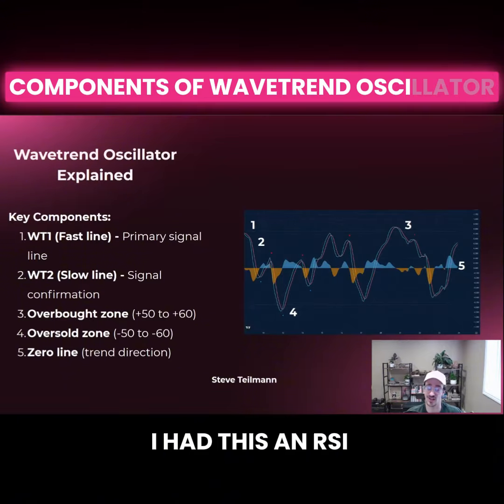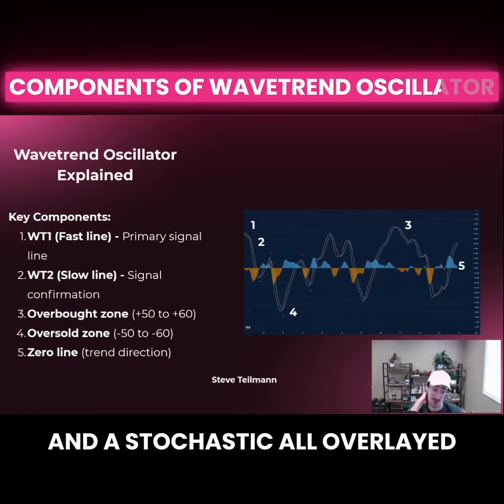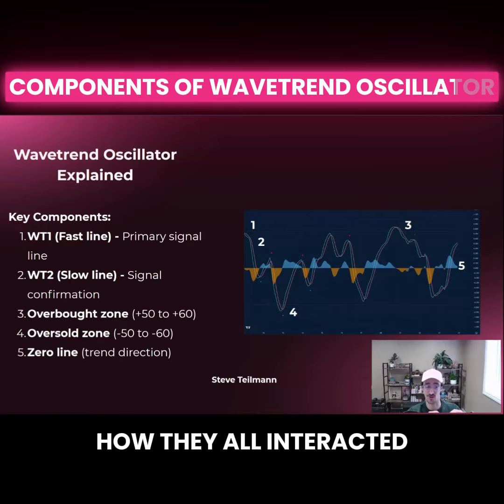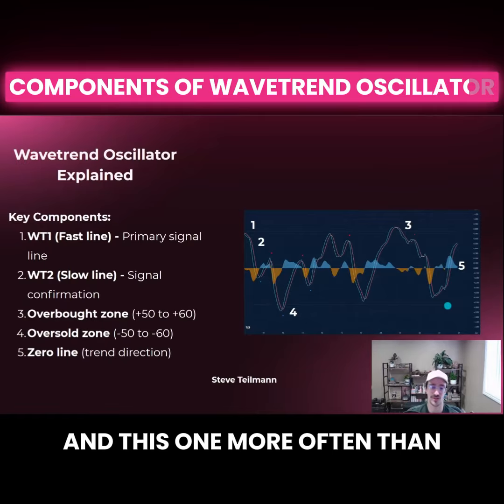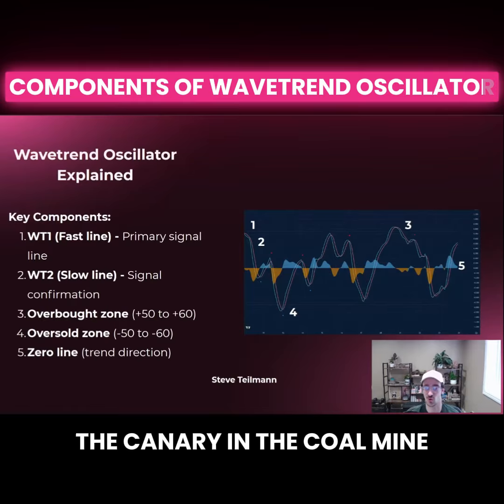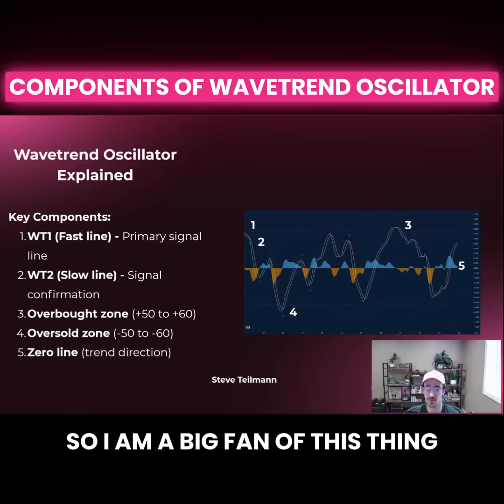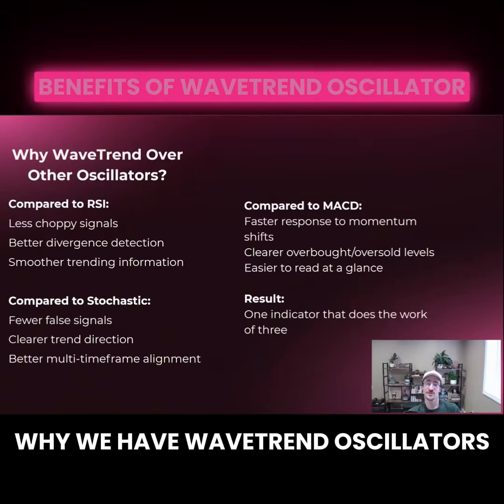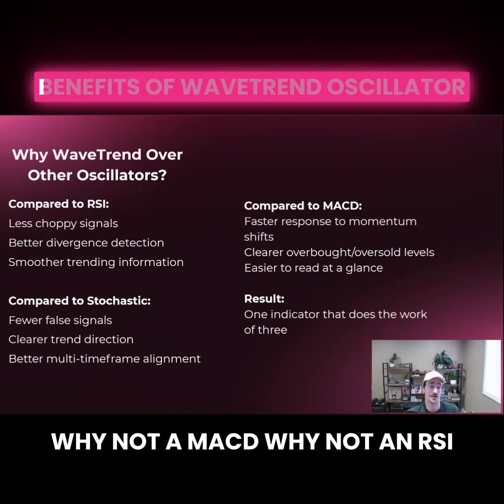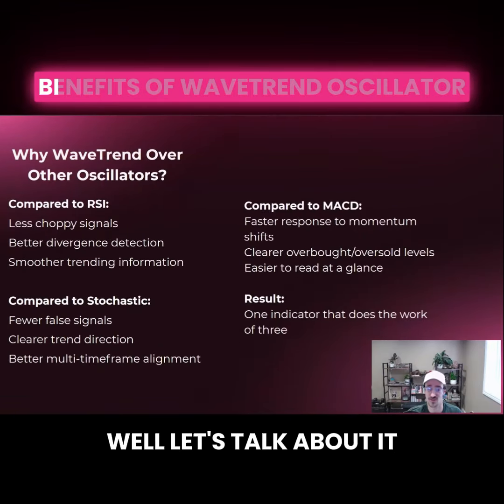I had this, an RSI, a money flow indicator, and a stochastic all overlaid for a while, and I was just watching how they all interacted. And this one, more often than any of the others, was like the canary in the coal mine, given the first hint. So I'm a big fan of this thing. Why WaveTrend oscillators? Why not a MACD? Why not an RSI? Why not a stochastic? Well, let's talk about it.